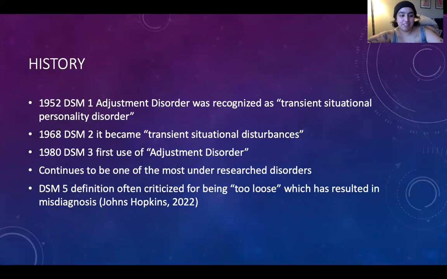The history of adjustment disorder actually started in the 50s when it was first listed in the first DSM, but it was not called adjustment disorder. It was called transient situational personality disorder. That turned into transient situational disturbances in the late 60s and 70s. And then in the DSM-3 in 1980 was when we finally saw it being called adjustment disorder. So that's the history of the name and why we call it that.